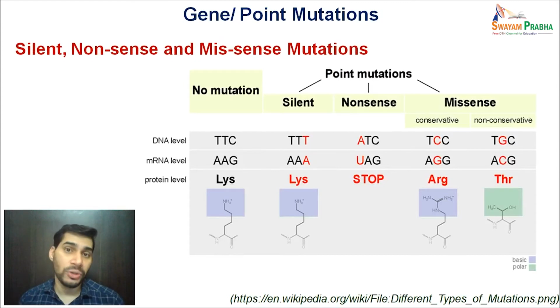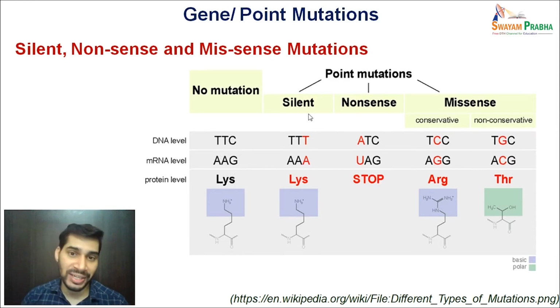The gene mutations or point mutations can be classified into various types depending on the kind of change that is taking place. Let us try to understand the three basic types of mutations, which are called silent mutations, nonsense mutations, and missense mutations. Let us try to understand them at all three levels, that is the DNA, mRNA and the protein. If there is no mutation, this TTC codon gives rise to AAG and it ultimately forms lysine as the amino acid. Now let us see different kinds of mutation.